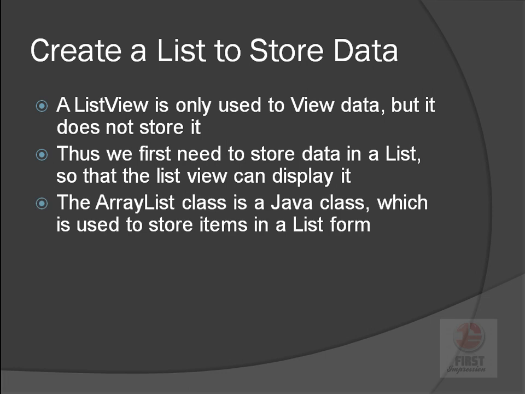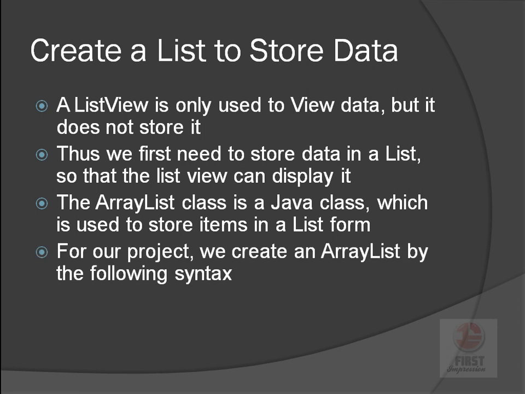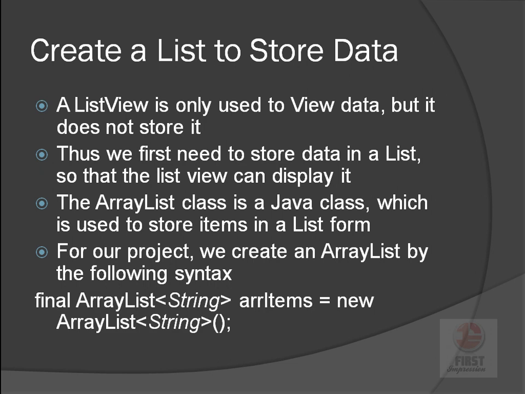The ArrayList class of Java is used to store items in the form of a list. So we have to have an object of type ArrayList where we can store data. To store that data in the form of an array list, we have to create an object first. To create the object, we have to say final ArrayList, this is the name of the class ArrayList, arr items equals new ArrayList. Now this array list will contain a list of strings, so we will say final ArrayList in brackets String arr items equals new ArrayList of String. This indicates that this arr items is an array list of strings.